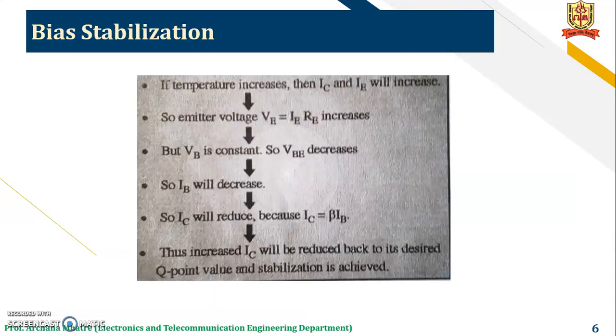Bias stabilization of this type of biasing technique: if temperature increases, then IC and IE will also increase. So the emitter voltage VE is equal to IE RE increases, but VB is constant, so VBE decreases. So IB will decrease, so IC will reduce because IC is equal to beta IB. Thus the increased IC will be reduced back to its desired Q point value and stabilization is achieved.